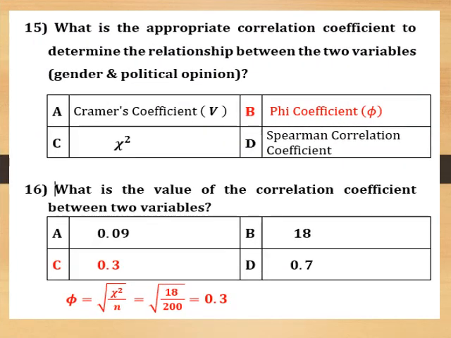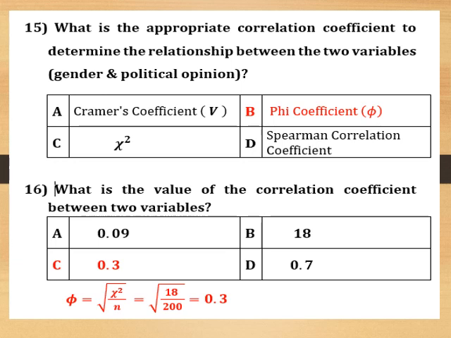Number 15. What is the appropriate correlation coefficient to determine the relation between the two variables, gender and political opinion? These are nominal variables, and one of the variables has only two faces, so the appropriate correlation coefficient is the phi coefficient. Correct answer B.